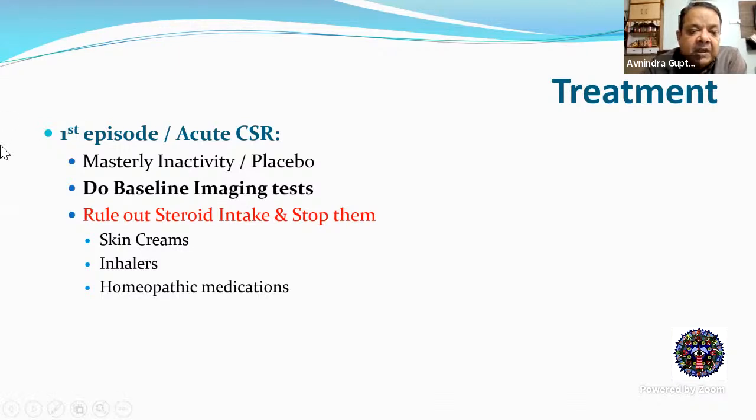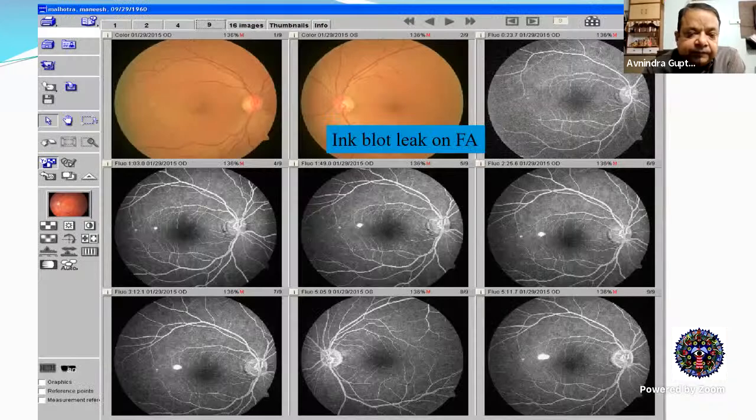It's important to rule out that the patient is not on any kind of steroids like skin creams, inhalers, or any homeopathic medication, because we know that steroids can worsen central serous retinopathy, and we have seen a small blister-like CSR worsening into a giant central serous retinopathy after taking steroids.